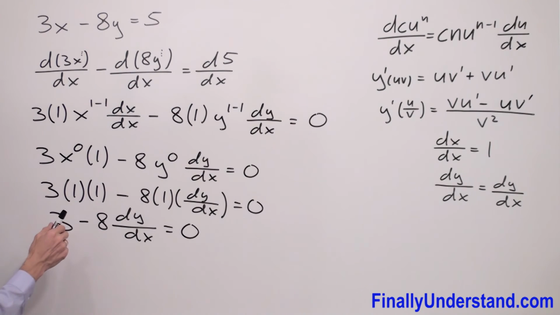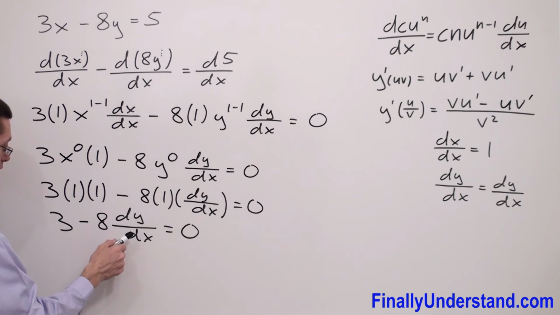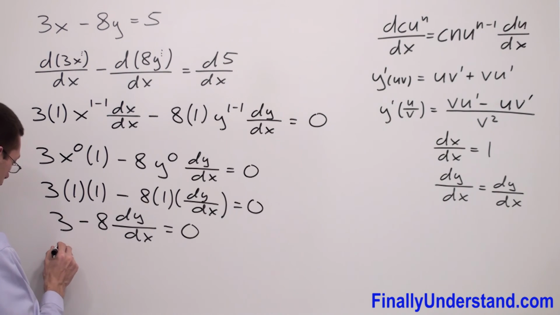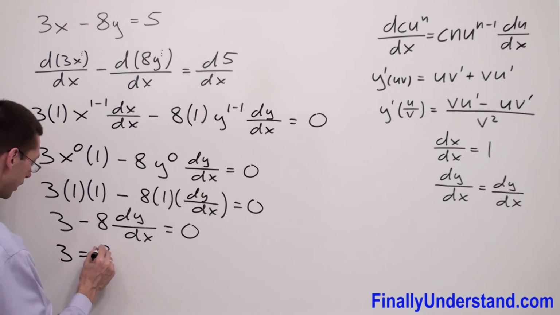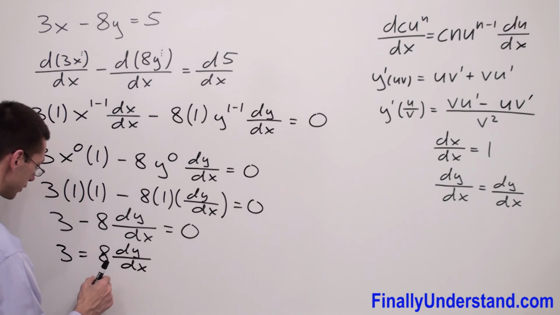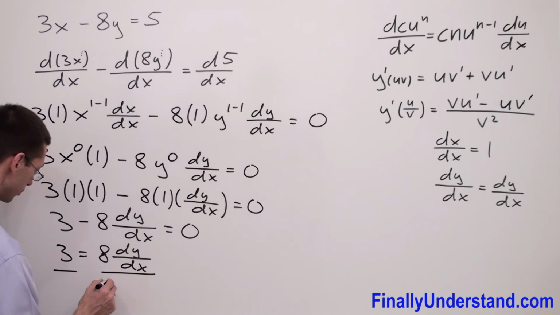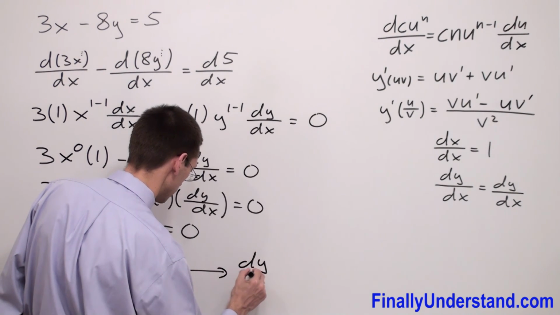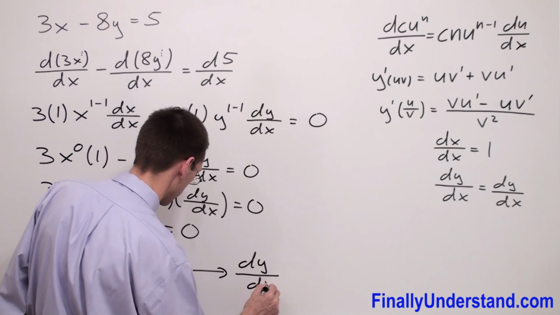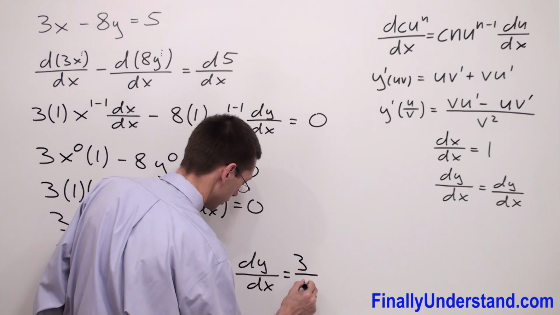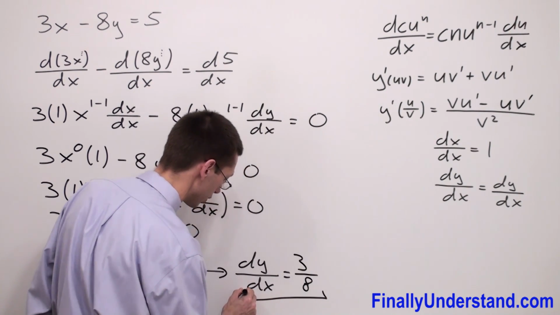Next I'm going to move negative 8 dy over dx to the right side because I'm looking for dy over dx. So I have 3 is equal to 8 dy over dx. In order to find dy over dx, I have to divide both sides of my equation by 8. 8 and 8 will cancel out, and I'm going to end up with the derivative of y with respect to x is equal to 3 over 8. And this is my answer to this problem.